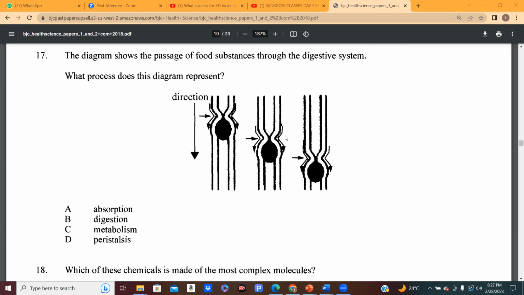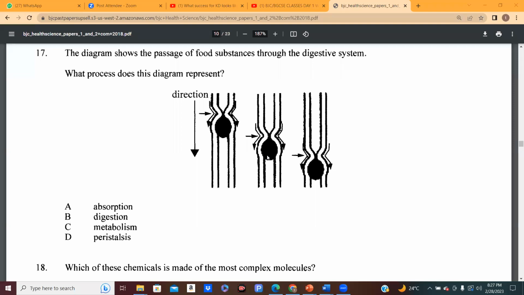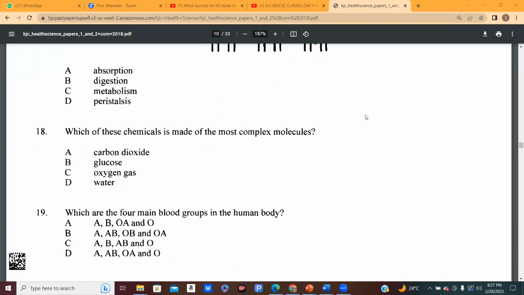Is it D? Yes, D, peristalsis. Peristalsis is the movement of food through the GI tract, the rhythmic and wave-like contractions. All right, back up to Aaron.